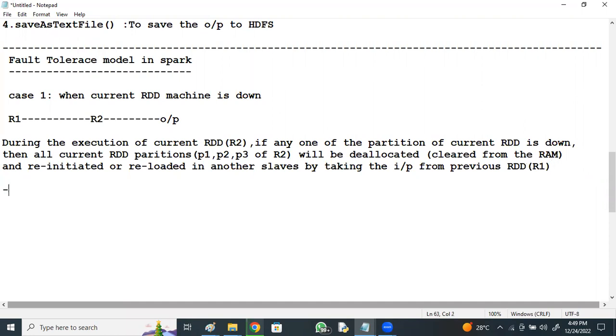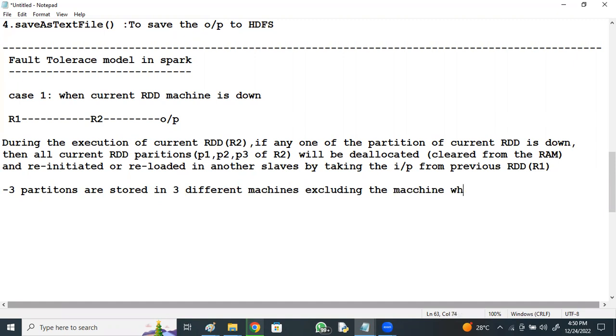Sorry. Let me complete. Then you can ask your question. Three partitions are stored in 3 different machines, excluding the machine which is down.